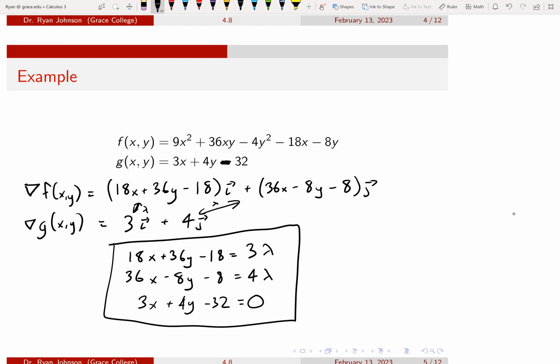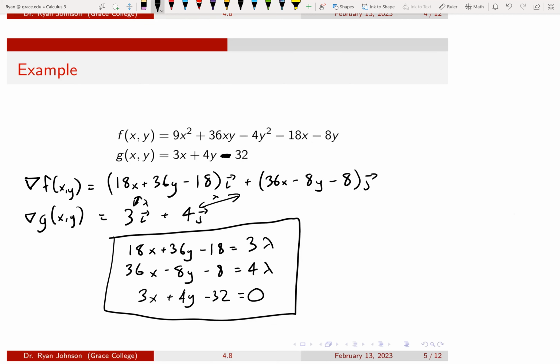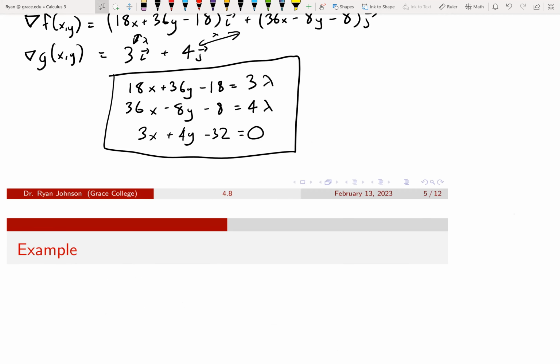So if I don't care what lambda is, one technique is to solve for lambda here and here, and then just set these two equal to each other, and then you've kind of gotten rid of the equation and got rid of lambda. I'll do that technique first because that's the way the book likes to do it. And then I'll come back and do it my way.